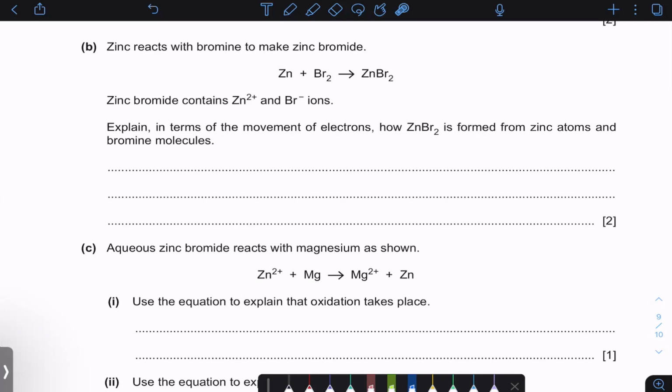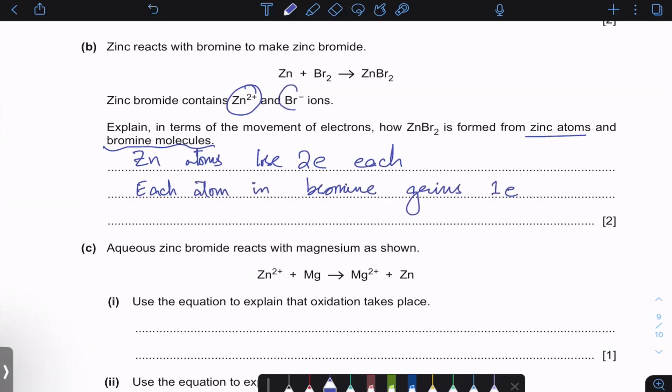How ZnBr2 is formed from zinc atoms and bromine molecules. So let's get started. Let's start from zinc atoms. उसने कहा है, zinc atoms lose 2 electrons each. हर चीज उसने आपको क्वेश्चन में दे दी है. Each atom in bromine gains 1 electron. कुछ याद करने की जरूरत नहीं है, कुछ रट्टे लगाने की जरूरत नहीं, सब दे दिया उसने. You just need to be able to understand it.